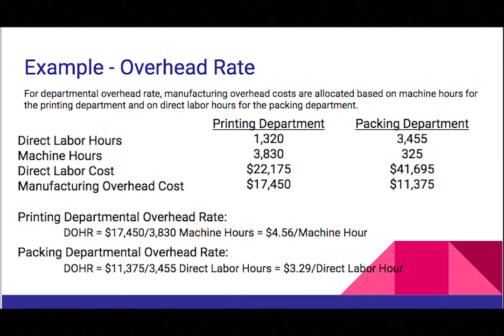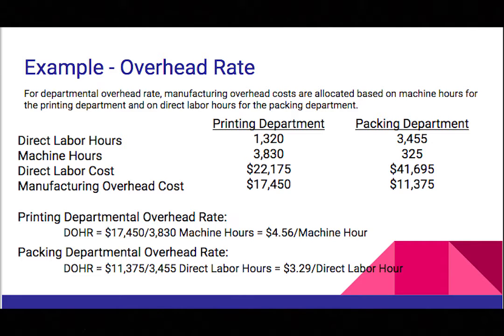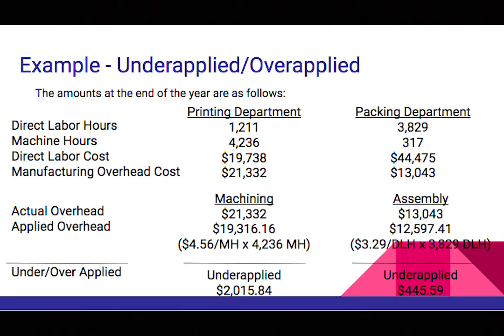I'm just going to explain how to calculate the departmental overhead rate. In a normal problem, you will be given a bunch of estimated information for two different departments. For ours, it is the printing department and the packing department. And we have direct labor hours, machine hours, direct labor costs, and manufacturing overhead costs. In order to determine the departmental overhead rate, you take the estimated manufacturing overhead cost for each department and divide it by the estimated cost driver for each department. So for the printing department, you take the estimated manufacturing overhead cost and divide it by the cost driver, which is machine hours. So you will have $17,450 divided by 3,830 machine hours.